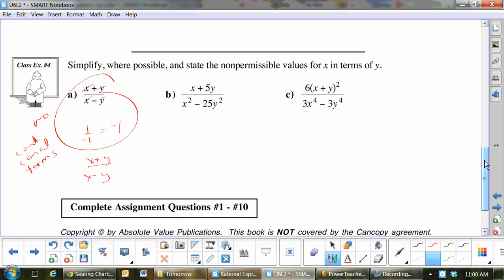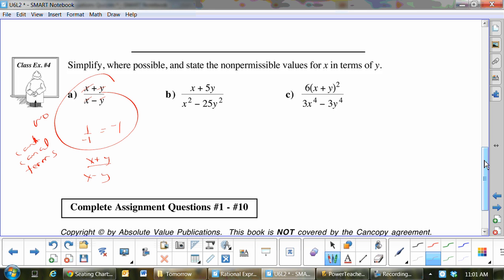Still not a good scenario, is it? Because now I've got negative x on top. What if I take a negative out of the bottom? Oh, then I've got negative x plus y, right? See how I cannot simplify that anymore. So it's done, except non-permissible values. What is x not allowed to be? X is not allowed to be y, is it?